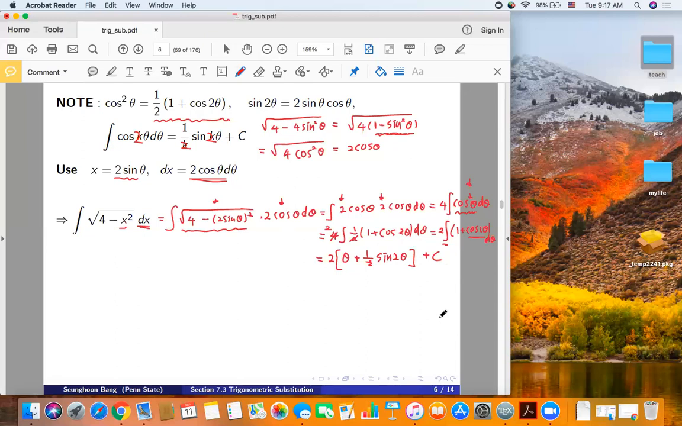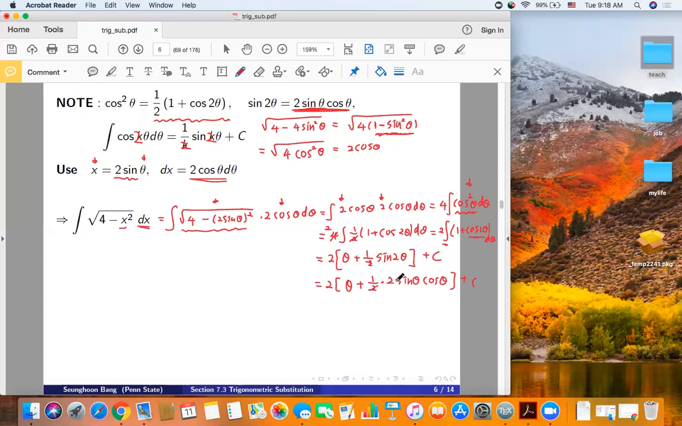The next step, you have to change the theta values back to x values, right? We have trouble: sine 2 theta, but we have only sine theta. So this is 2 theta, and you have to eliminate the 2. How can you eliminate it? We can use the double angle formula: 2 sine theta cosine theta. So this is the same as 2 times theta plus 1 over 2 times sine 2 theta, which is 2 times sine theta cosine theta, plus c.